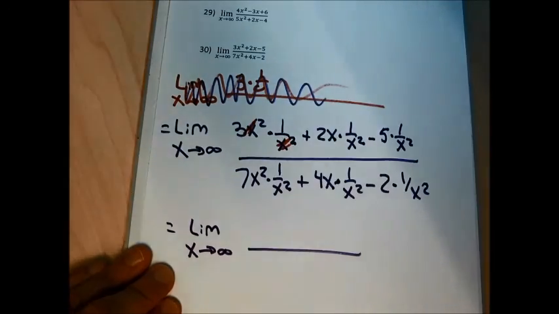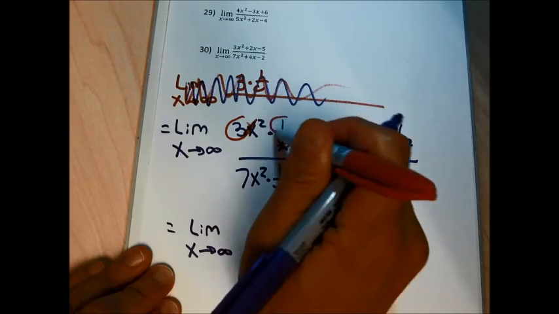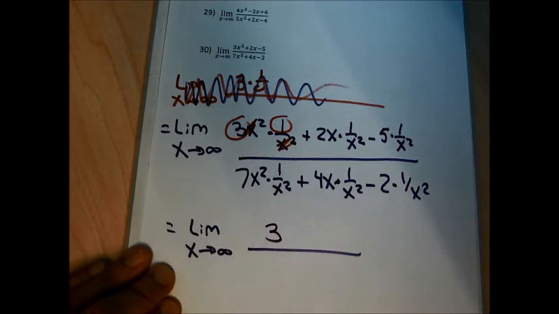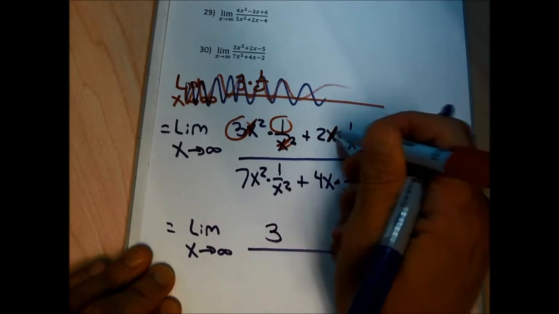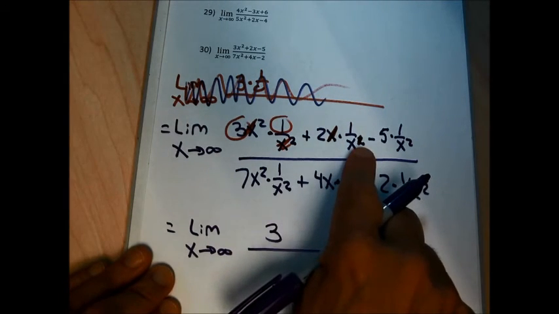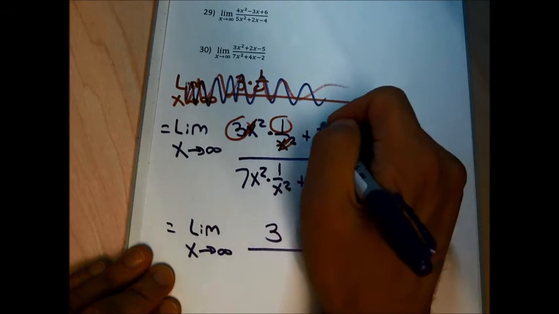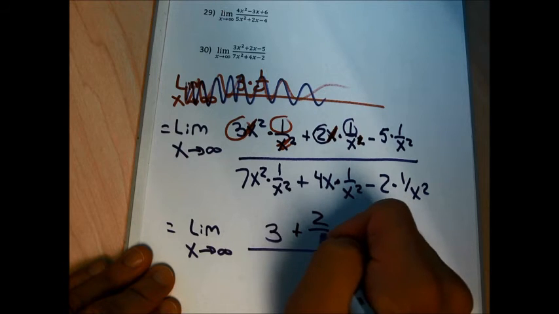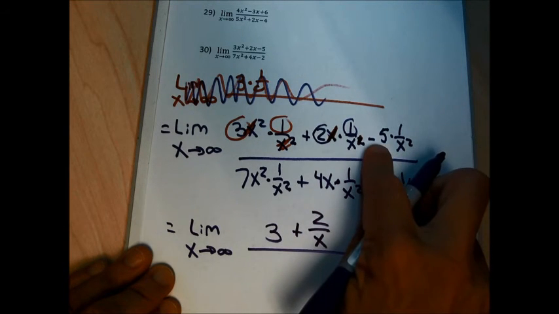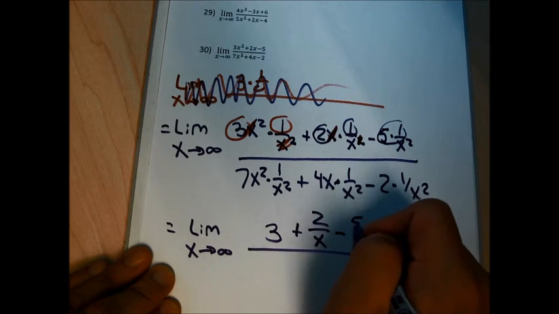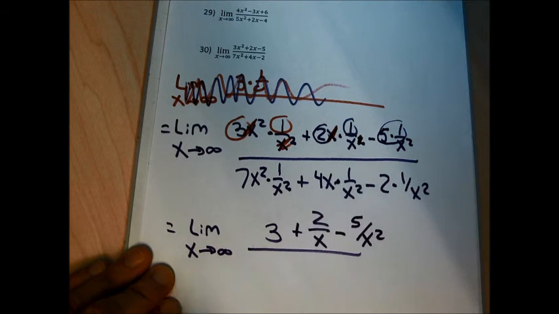In the numerator, first I'm going to cancel those x squareds. I'm going to be left with 3 times 1, but no fraction left. I get a 3 first. Second piece, I cancel this x with one of those x's. I'm left with an x to the first in the denominator. That x is gone. I multiply the 2 and the 1, and the middle piece is going to be 2 over x. The last piece, there's no canceling. I just multiply the 5 and the 1, and I get minus 5 over x squared.